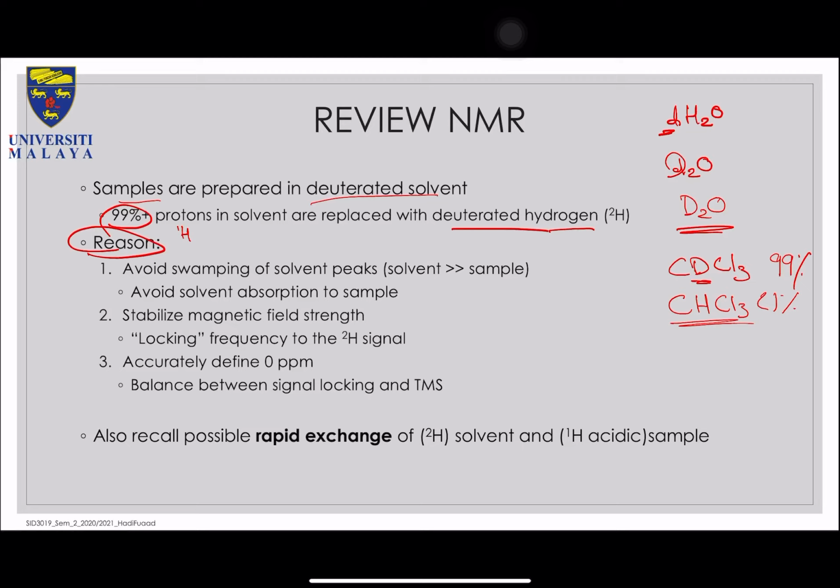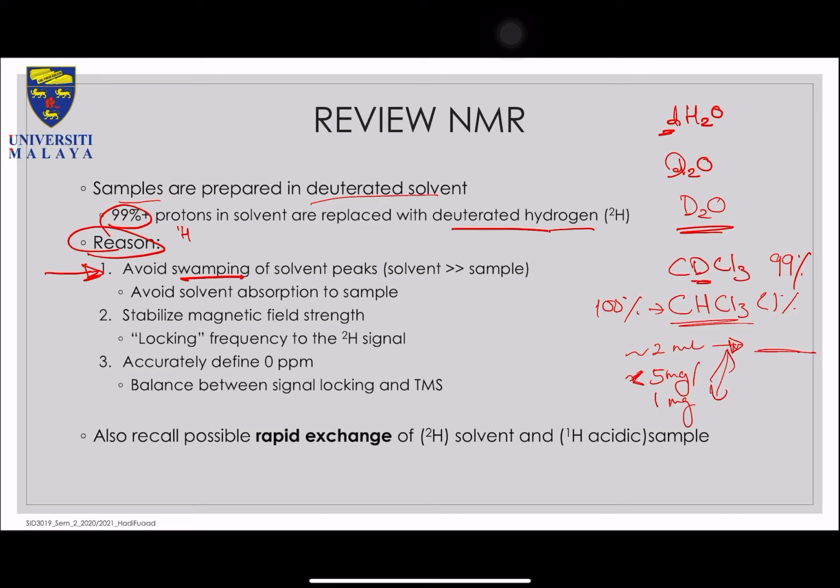Otherwise, if the solvent peak is too high, then this is what you will see. Swamping of solvent peaks, meaning that if you are using 100% chloroform, a normal chloroform, for example, you might use about 2 mL of chloroform. If you convert that into number of moles, it will be quite high compared to the amount of sample that you use, which is normally 5 milligrams or less, or sometimes some people use just 1 milligram.